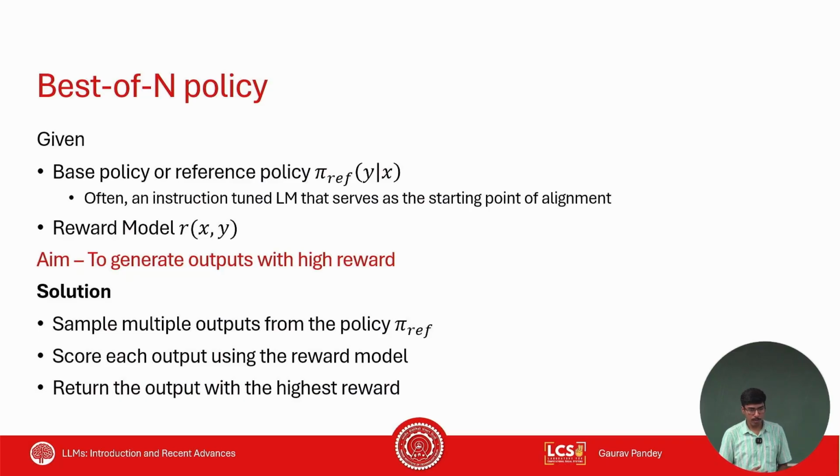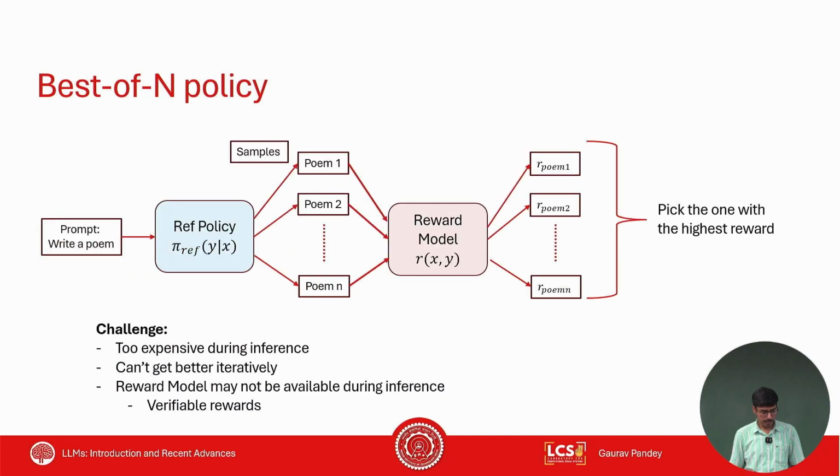We also call it the reference policy, and it is generally an instruction tuned model when we start aligning. Recently people have also started using pre-trained base models as the starting policy. Okay, so we generate multiple outputs from the starting policy, whatever it is. You score each of them using the reward function, and you pick the one with the highest reward. So pretty simple. There's not much in the best of n policy, and whatever is the highest reward, you return.